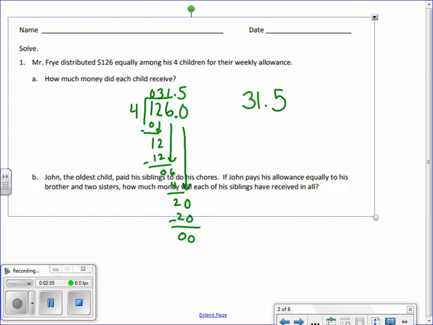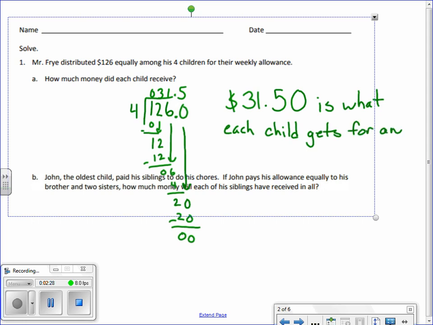31.5, but we cannot leave it like that since it's money, so we add a 0 at the end. So it means that $31.50 is what each child gets for an allowance. That's not bad for a week.